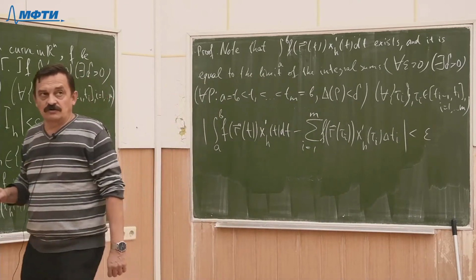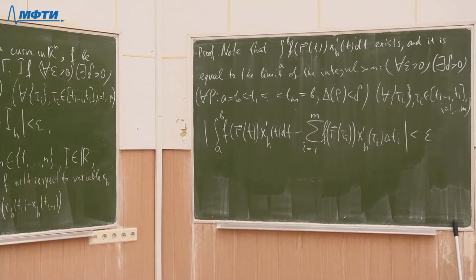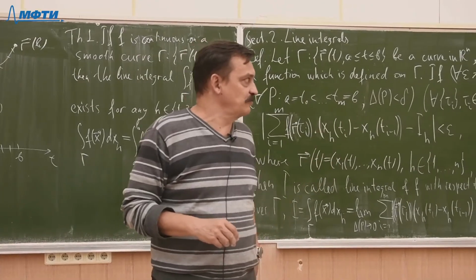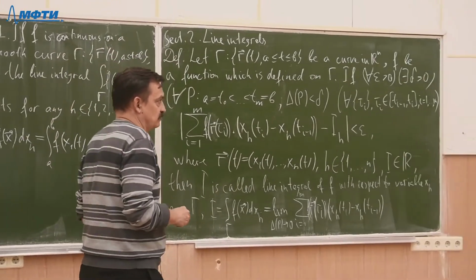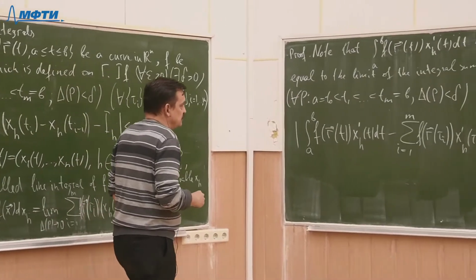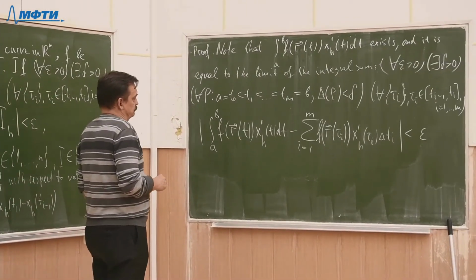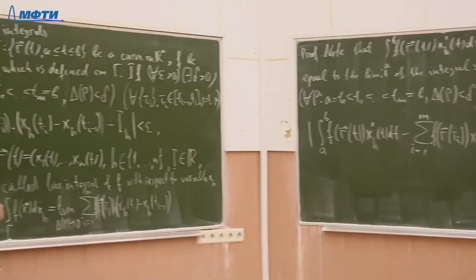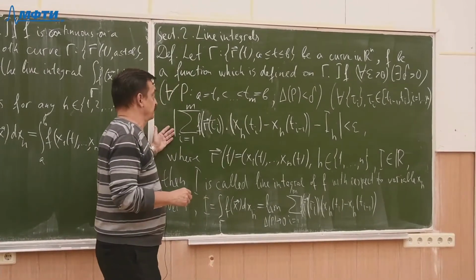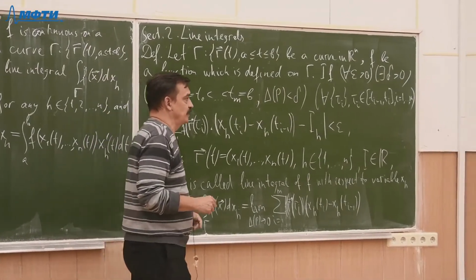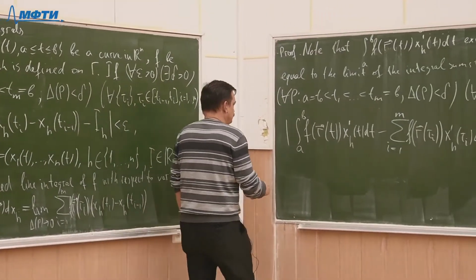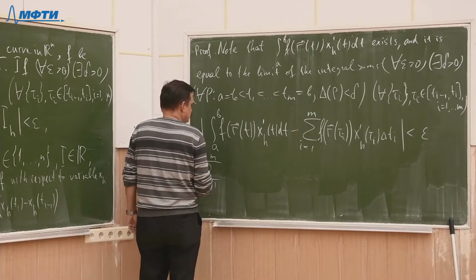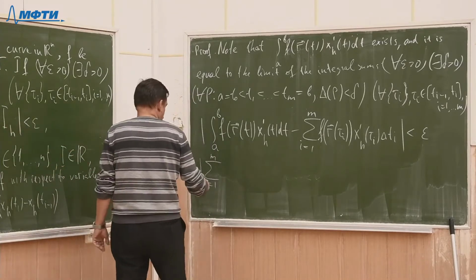So what I wrote is precisely the representation of the Riemann integral as a limit of integral sums. Okay, now we'll prove our theorem, because of the definition of the line integral, if we can estimate the difference between those integral sums.